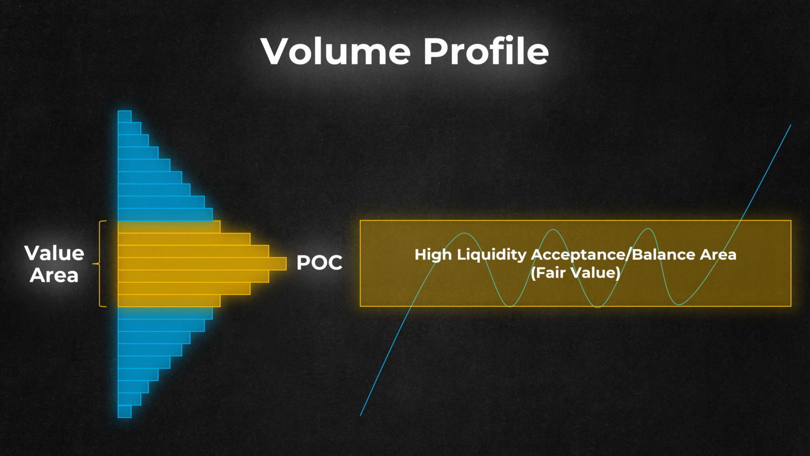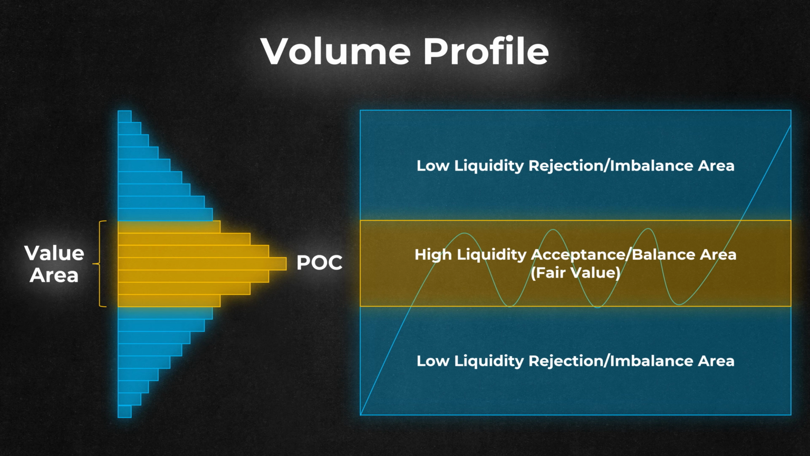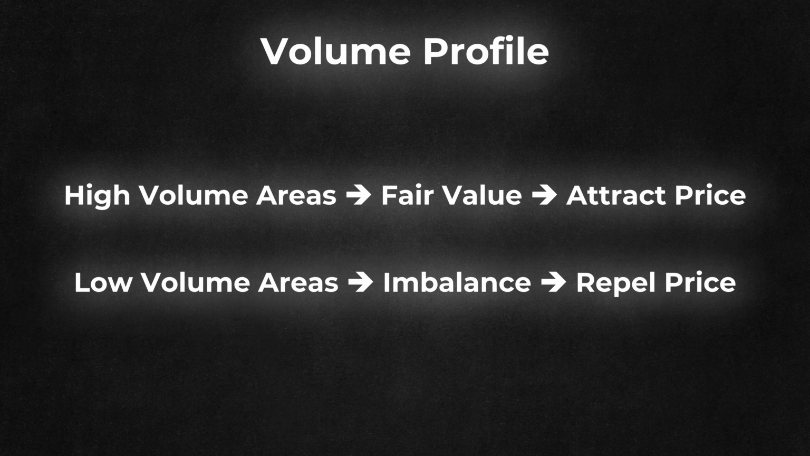Areas of low volume in the profile show areas of price rejection or imbalance, meaning areas where buyers and sellers disagreed about fair value. Areas of imbalance shown by low volume in the profile have low liquidity. Recall that in areas of low liquidity, price action can travel greater distances with less market activity. Areas of low volume can repel price. All of this, of course, assumes that no new significant information has changed the perception of buyers and sellers.